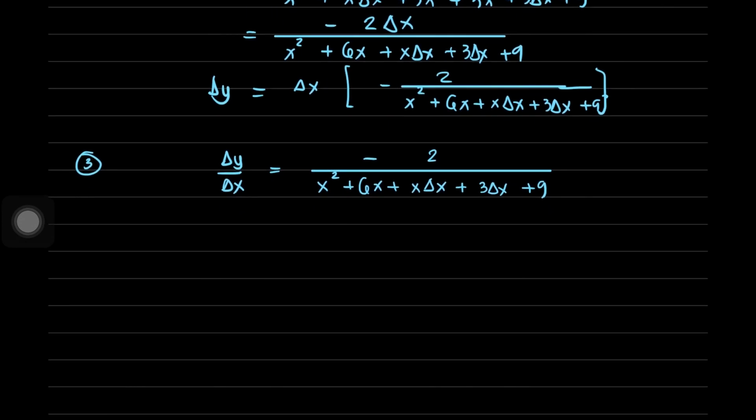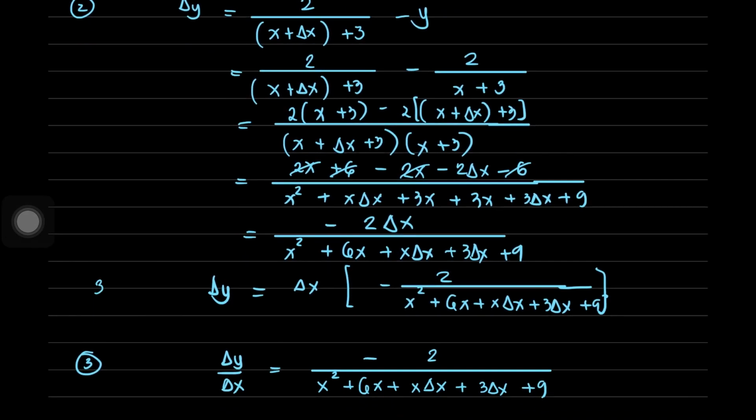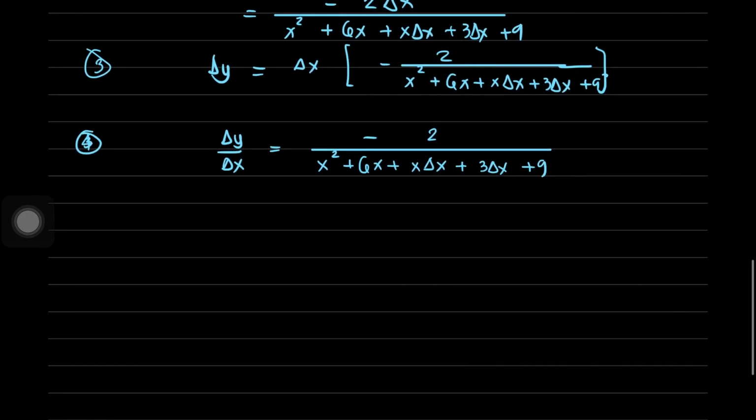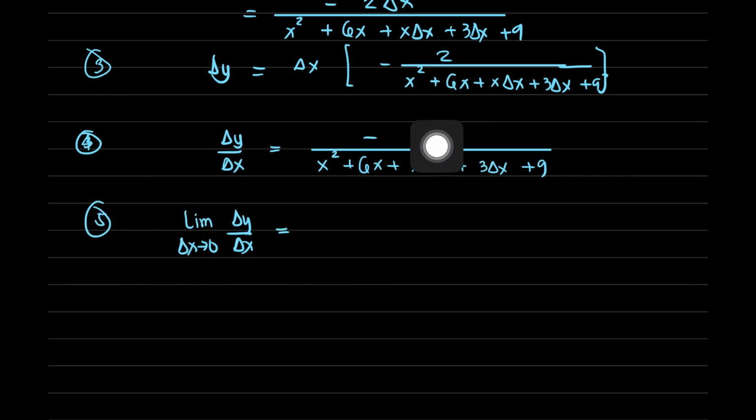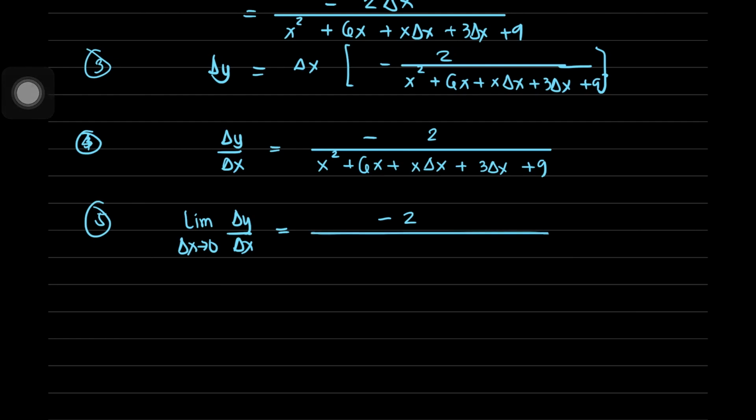So now for the last step, this is step number 3, I should say, and this is step number 4. For the last step, determine the limit of delta y over delta x as delta x approaches 0. To do this, we're going to determine the limit of the numerator and the denominator independently. The limit of negative 2 as delta x approaches 0 is negative 2. Then we can determine the limit of the denominator independently.